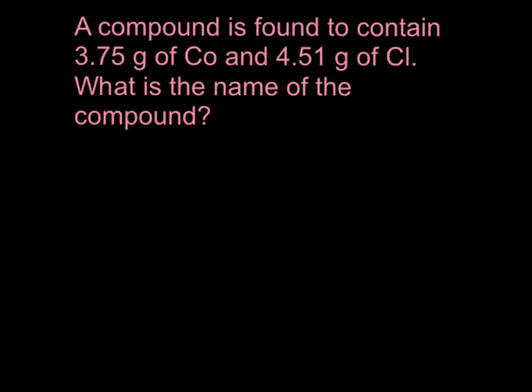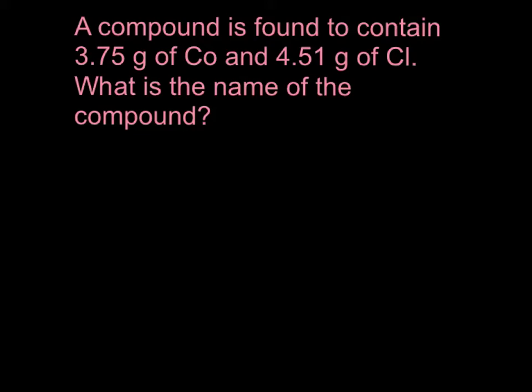This is percent composition video number 2, and you will find a place to put notes for this on the back of your Intro to Percent Composition worksheet. Example number 2: a compound is found to contain 3.7 grams of cobalt and 4.51 grams of chlorine. What is the name of the compound?